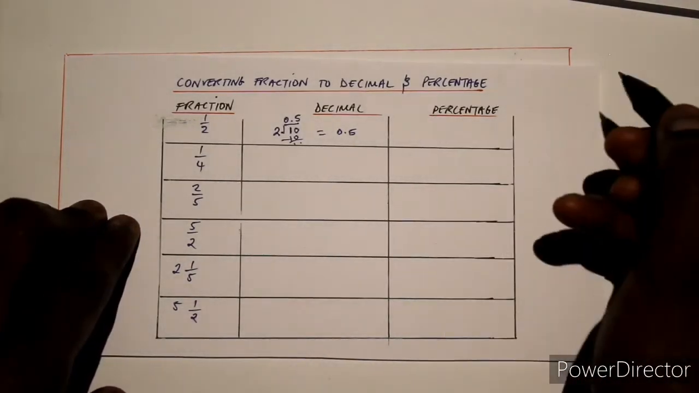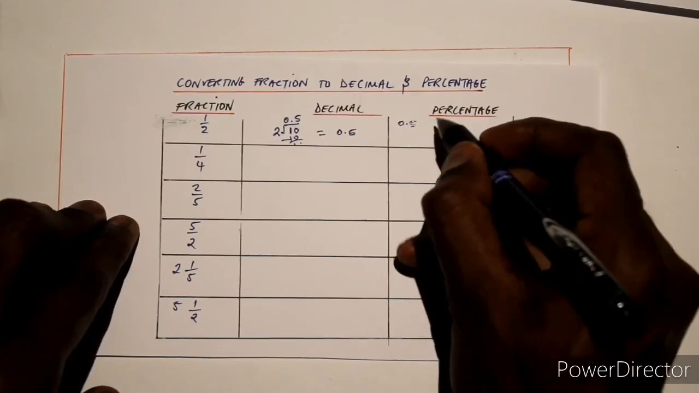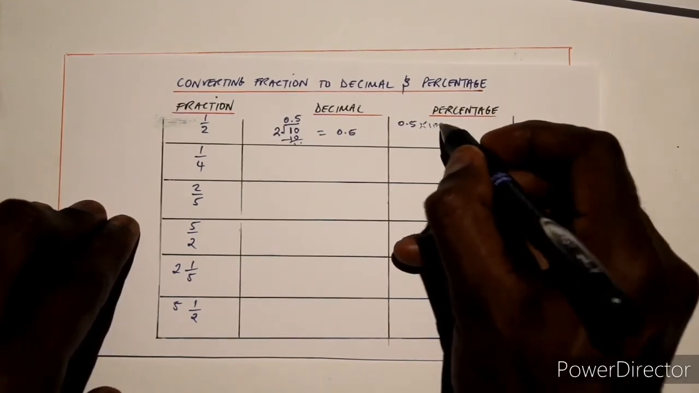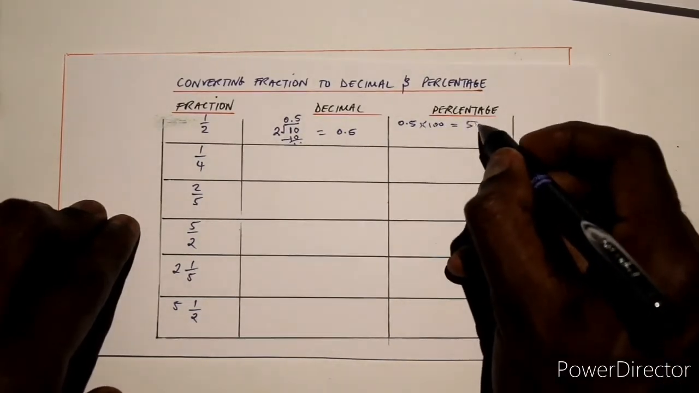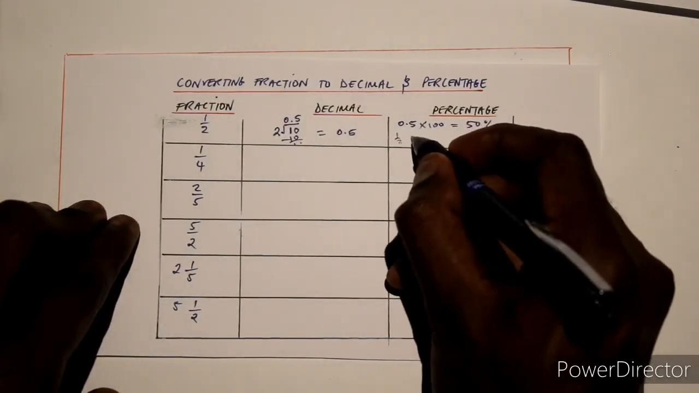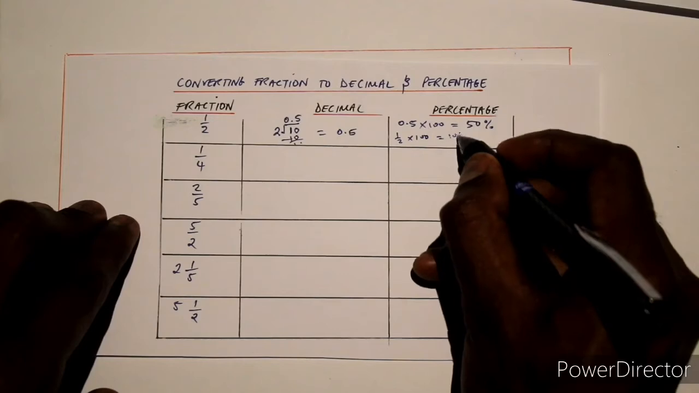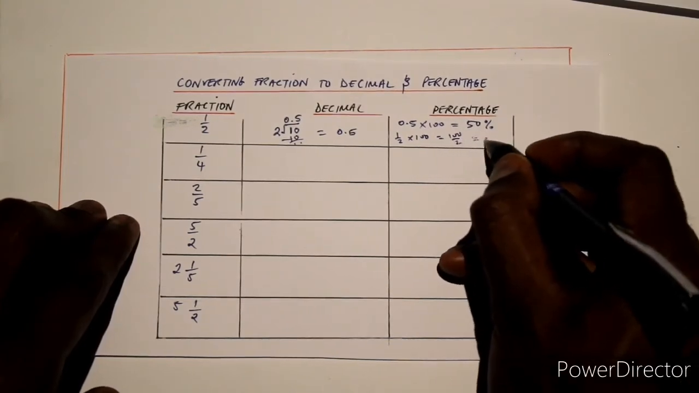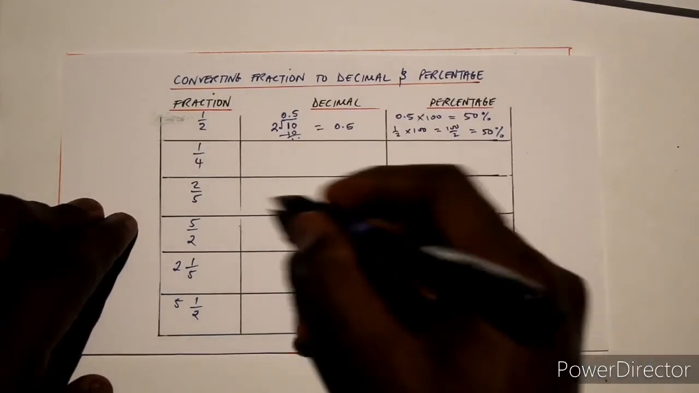Okay, if you want to convert to a percentage, you can simply take the decimal 0.5 and multiply by 100, so you will have 50%. Or you can have 1 over 2 times 100, so 100 over 2, you should have 50% again. You can use either of these ways.